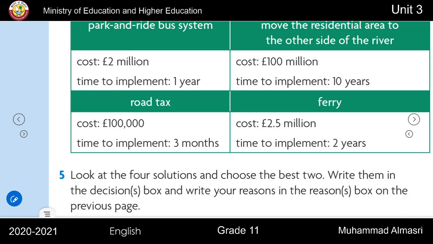Lastly, look at the 4 solutions and choose the best 2. Write them in the decisions box and write your reasons in the reasons box on the previous page.